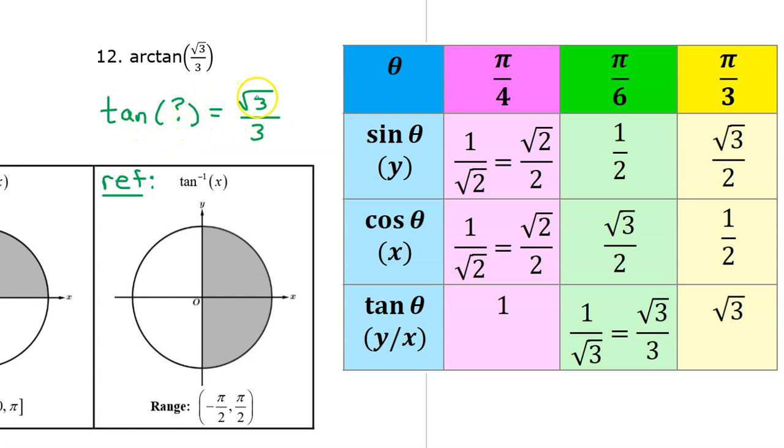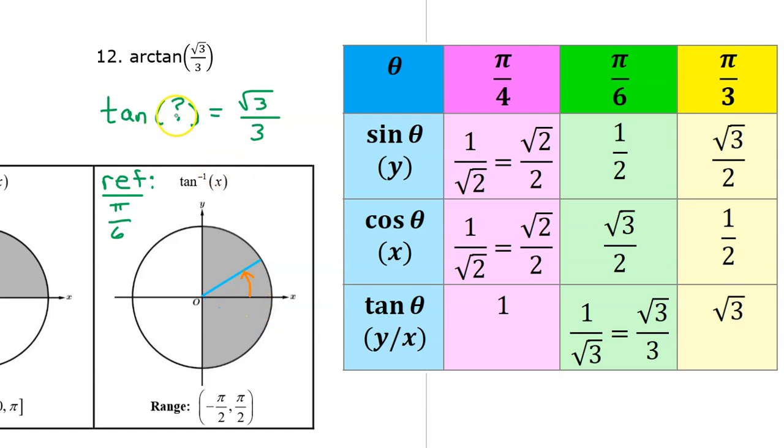To evaluate the arctangent of radical 3 over 3, you ask yourself the tangent of what angle is radical 3 over 3. Since the tangent of pi over 6 is radical 3 over 3, we know that pi over 6 is the reference angle. Within the restricted range for arctangent, these are the two angles with a reference angle of pi over 6.